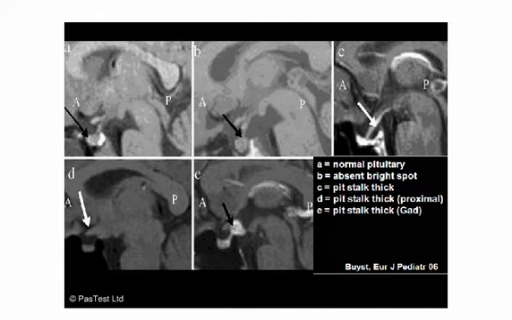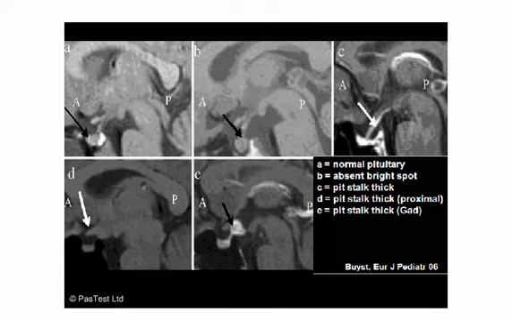On the top left panel is a picture of the normal pituitary with the front of the anterior pituitary in a different texture from the posterior bright spot. In panel B, you can see that the posterior bright spot is absent. In panel C, the pituitary stalk is thickened. In panel D, the proximal part of the pituitary stalk is rather thick, which intensifies further on administration of a contrast medium.